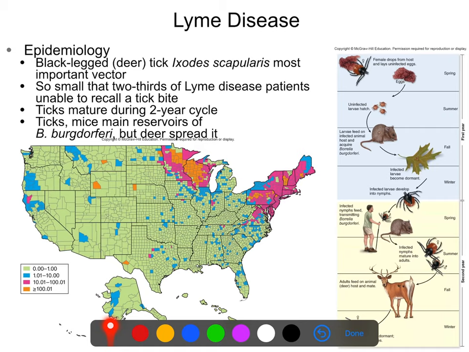So just to show you some of the epidemiology here, you can see that it is very common in the American Northeast, basically from Maine through New England, down to New York, Pennsylvania, up into Northern Virginia and Maryland in the Washington, D.C. area. It's also very common in the upper Midwest, particularly Wisconsin, Minnesota, and to a lesser extent throughout Illinois, Indiana, Michigan, and parts of Ohio.